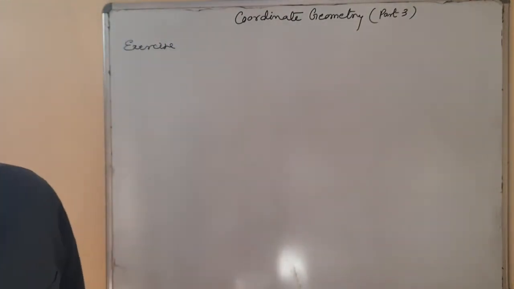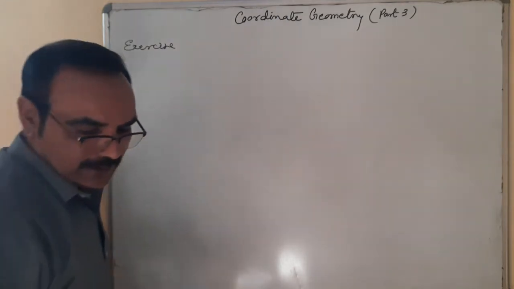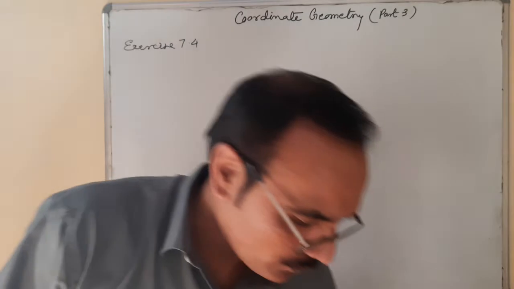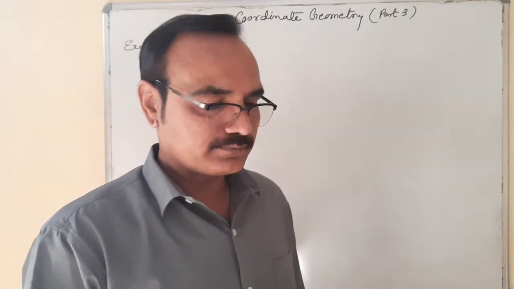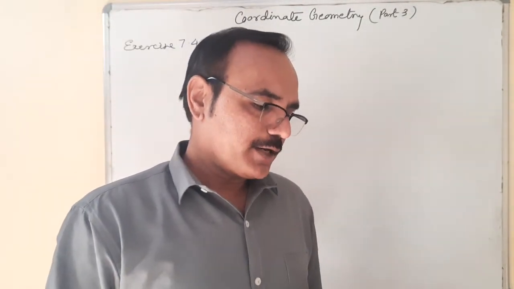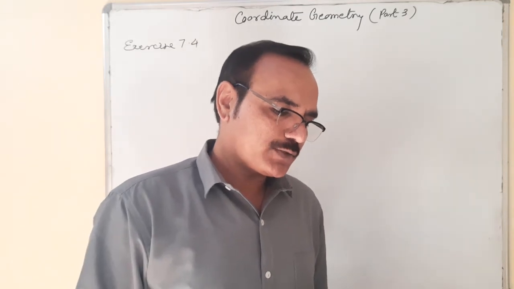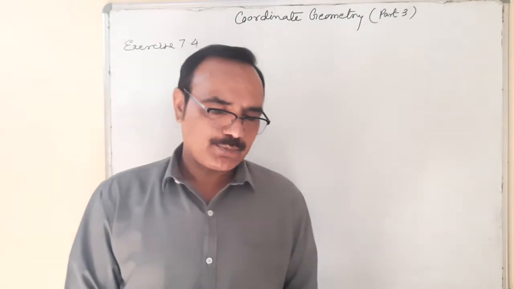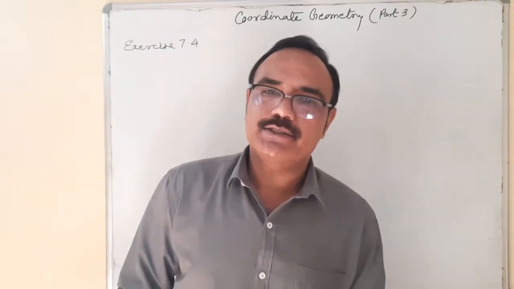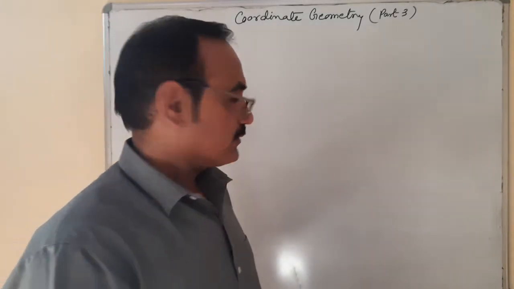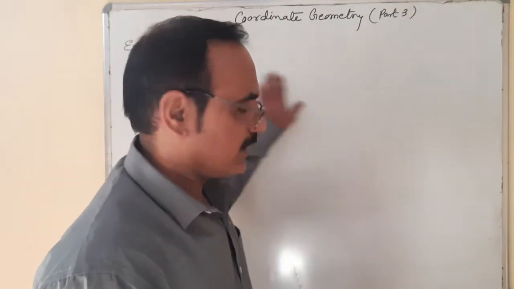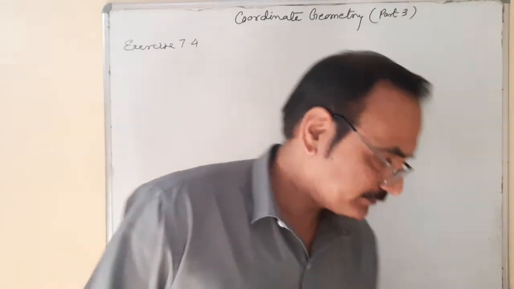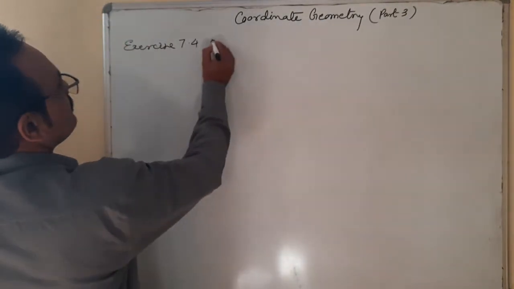I am taking from the optional exercise some questions, exercise 7.4. Question number 1 is, determine the ratio in which the line 2x plus y minus 4 is equal to 0 divides the line segment joining the points A (2, minus 2) and B (3, 7). It's an important question. Okay.